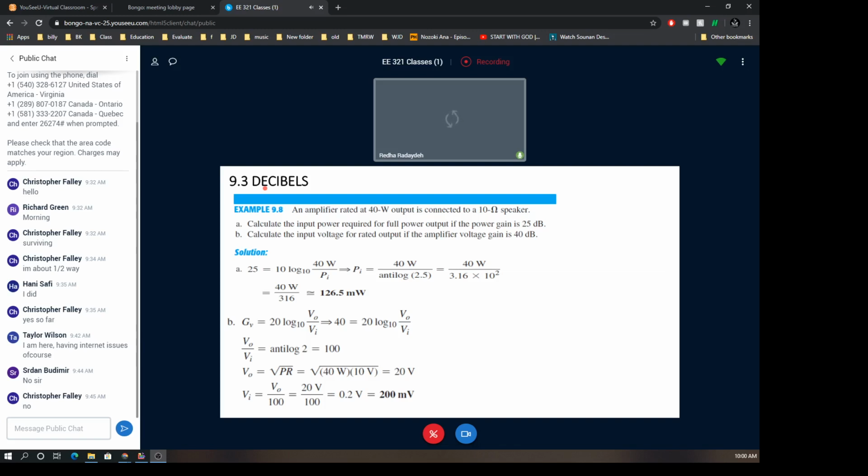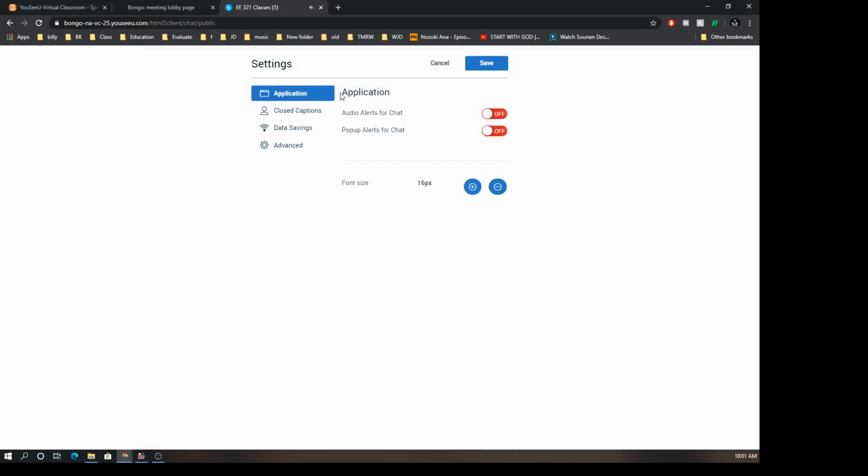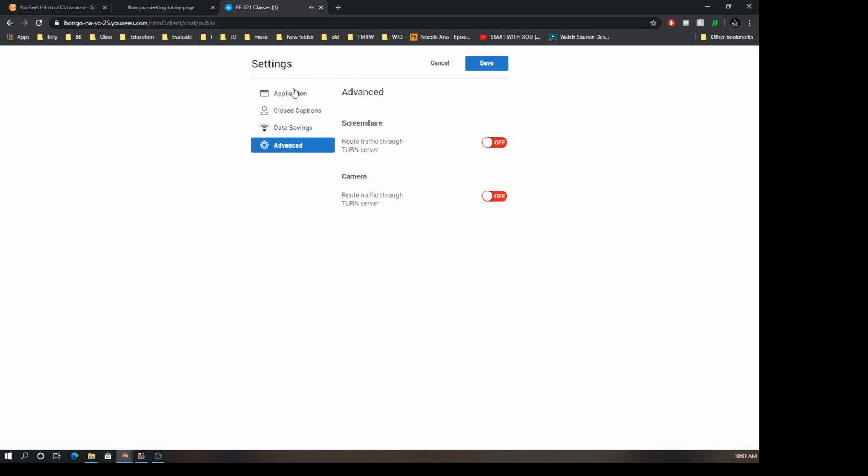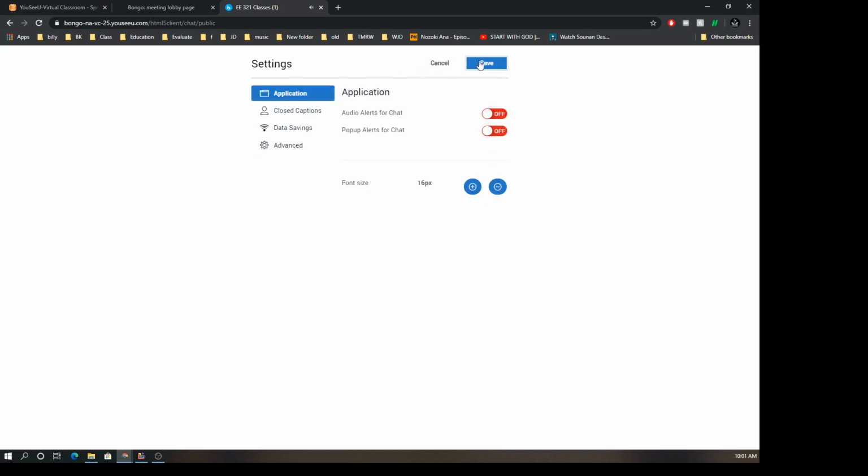let me explain to you graphically what we have here. We have an amplifier that has an input terminal here and output terminals here. We connected the speaker to the output terminal. The speaker is the load, which has a 10 ohm resistance. The output power delivered by this device would be rated at 40 watts.